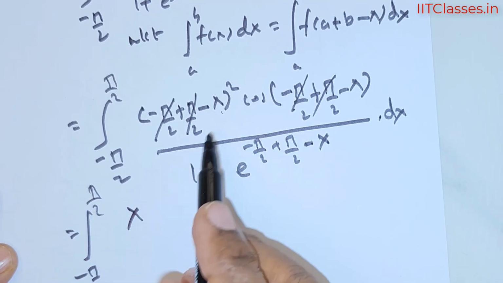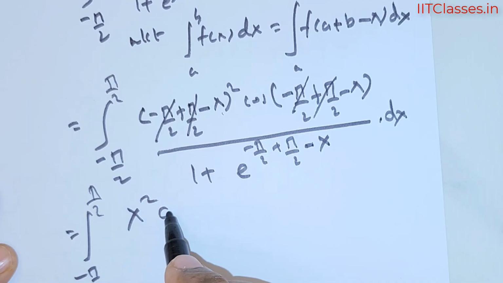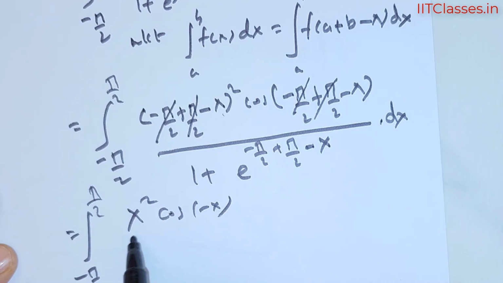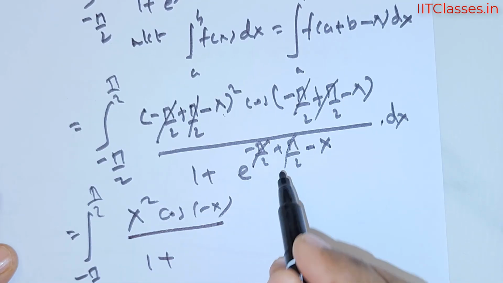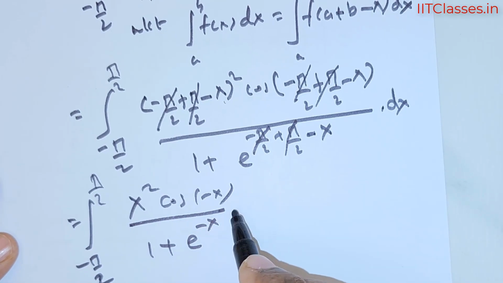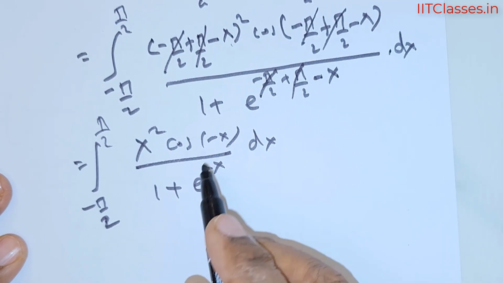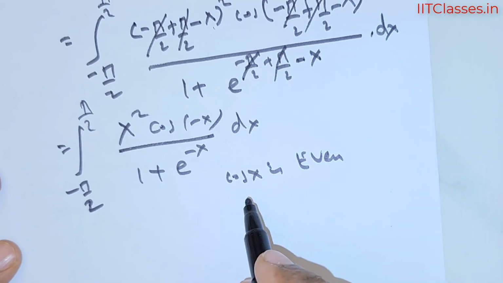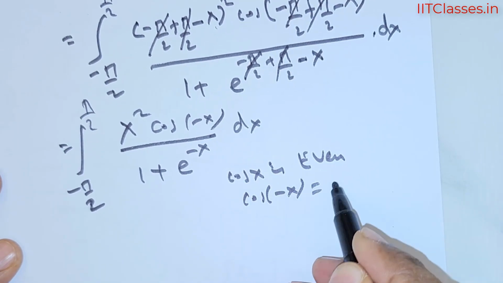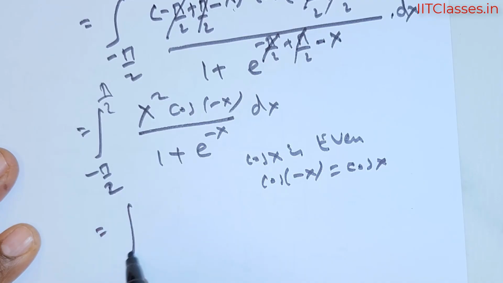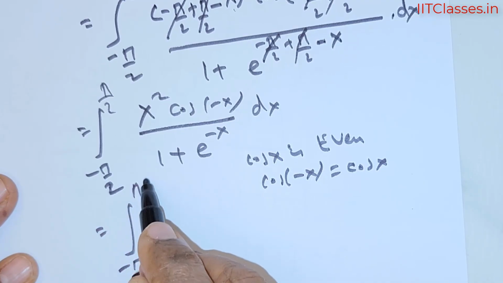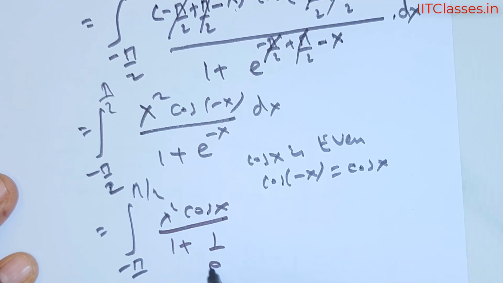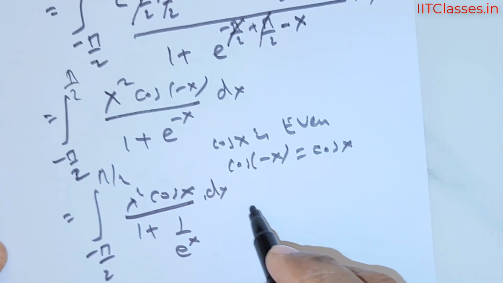Negative x raised to the power of 2 is x squared. This is cos of negative x, and this is divided by 1 plus, negative positive goes off, giving me e raised to the power of negative x, dx. Now cos x is an even function, so that means cos of negative x will be equal to cos x. So I can rewrite this as negative pi over 2 to pi over 2 x squared times cos x divided by 1 plus 1 over e raised to the power of x, dx.